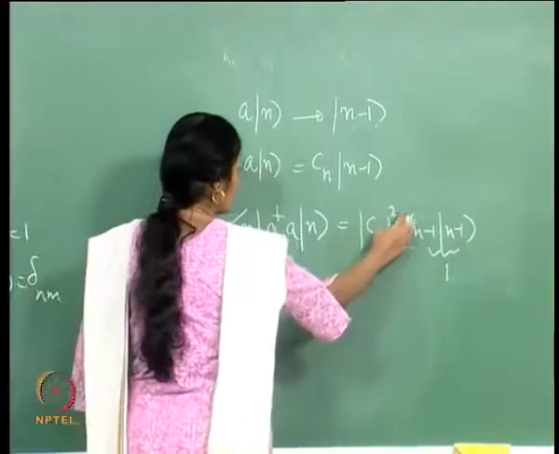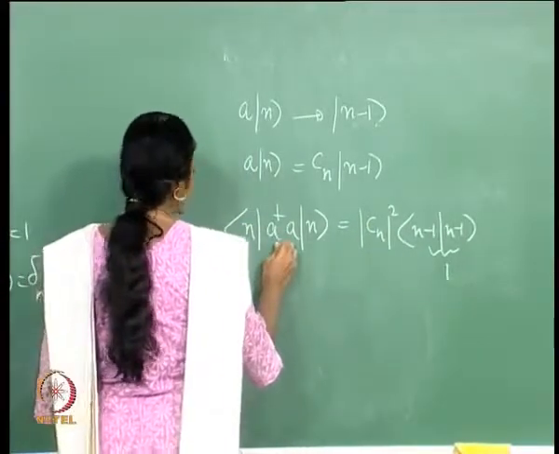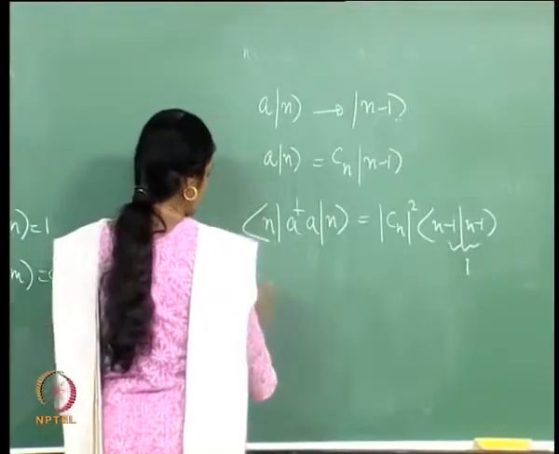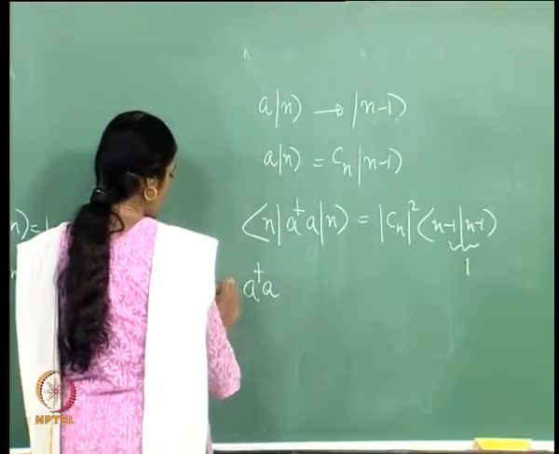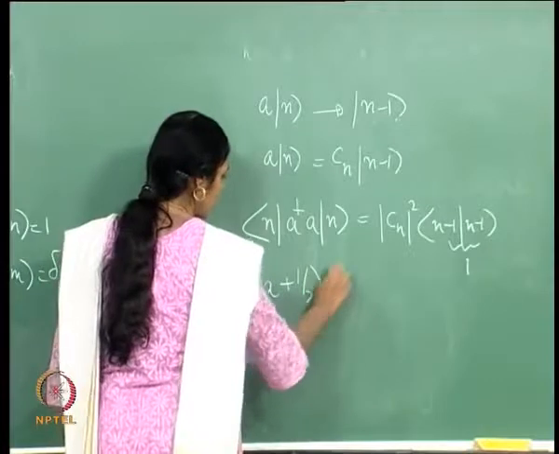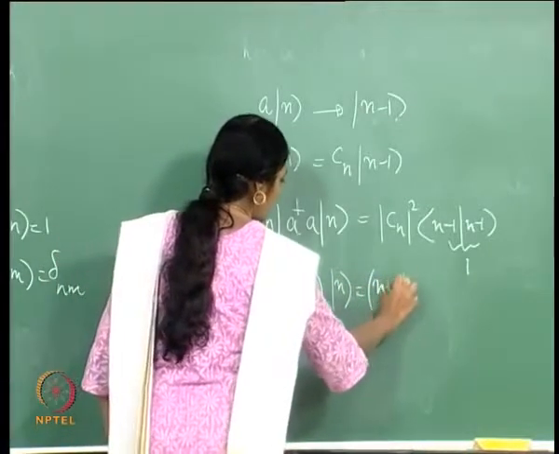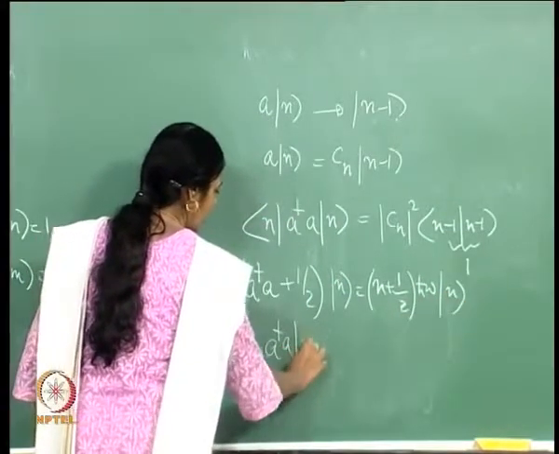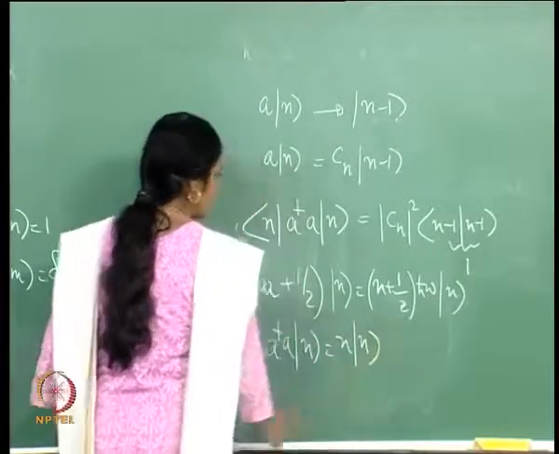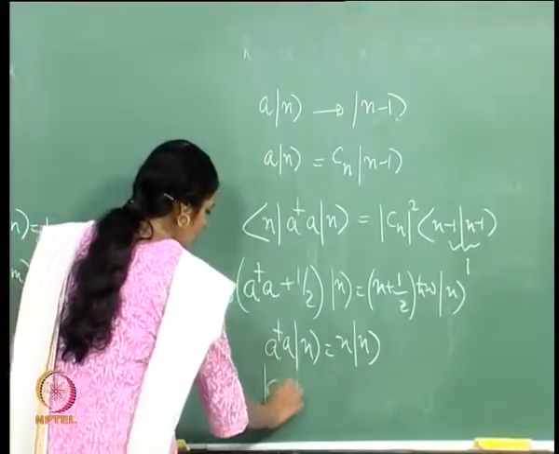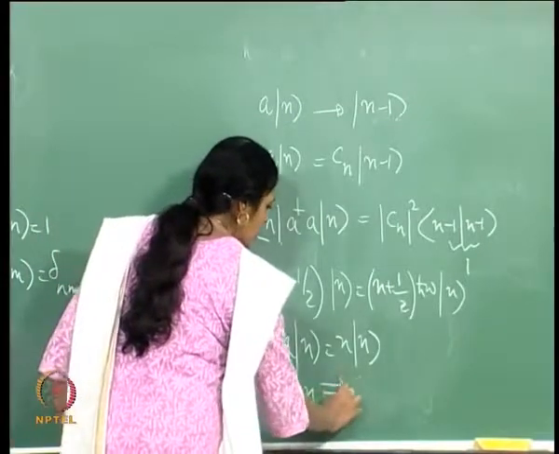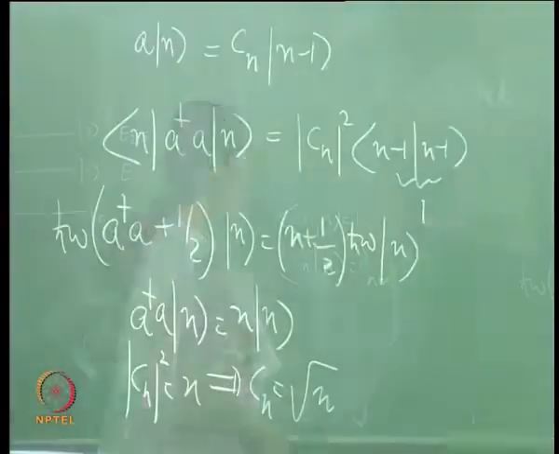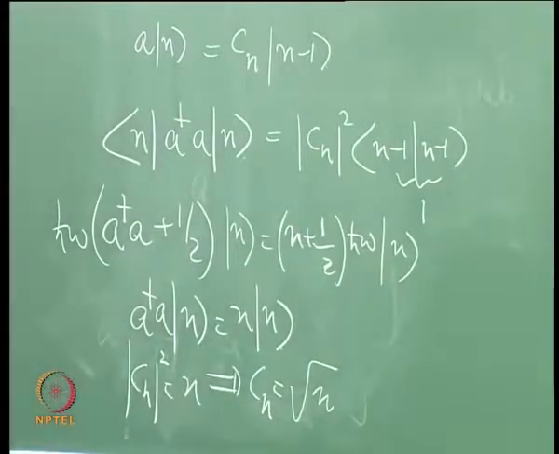I have a number here which is given by mod Cn squared, and on this side I know that A dagger A acting on ket n is n ket n, because ħω times A dagger A plus half acting on ket n was n plus half ħω ket n. Therefore, A dagger A on ket n is n ket n, and therefore, mod Cn squared is equal to n. I can always choose my Cn to be positive and take it to be square root of n. So, now I understand what A does to ket n.